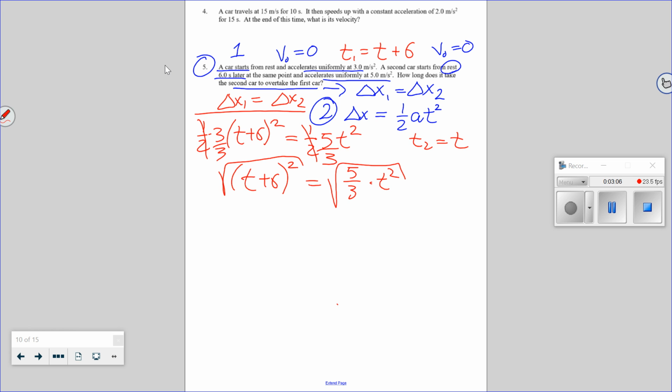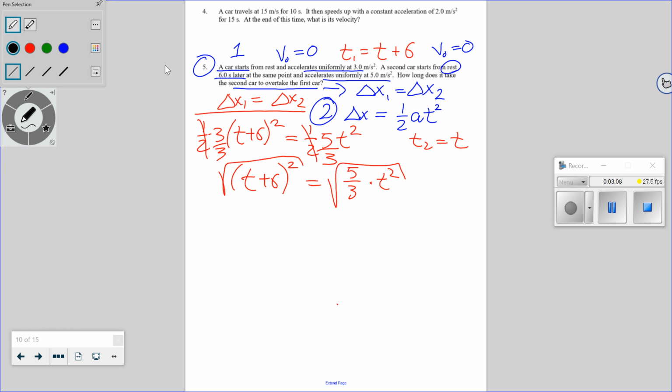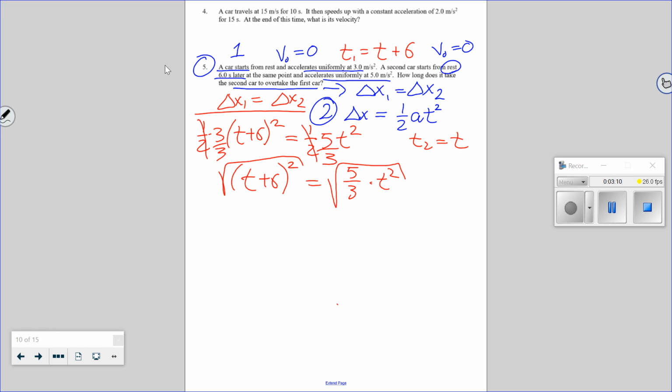Okay, change colors for a new step. Okay, so I take the square root of t plus 6, and I get just t plus 6. Okay, now be careful. You took the square root of 5/3, it could be positive or negative square root of 5/3, right? Because I could square the negative or I could square the positive and it equals the same. Okay, well, this is pretty nice.